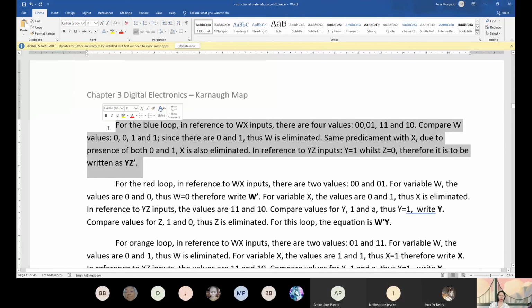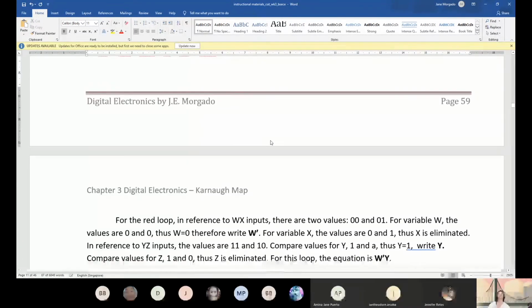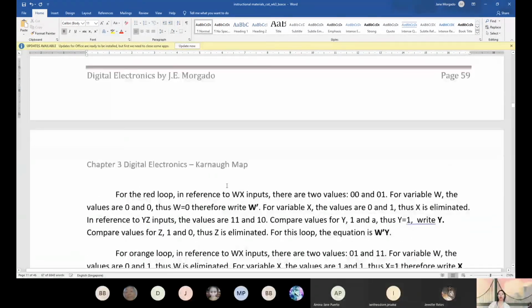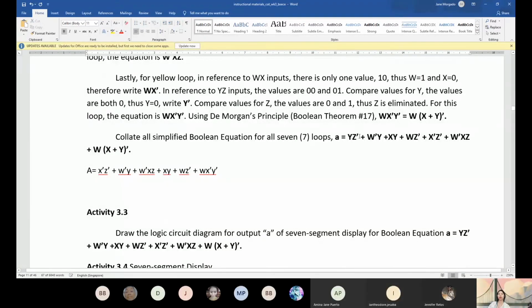So I'll just erase this one. Okay. So what was the answer then? Y prime, YZ prime? Okay. Let's compare. X prime, Z prime, double prime, XZ.